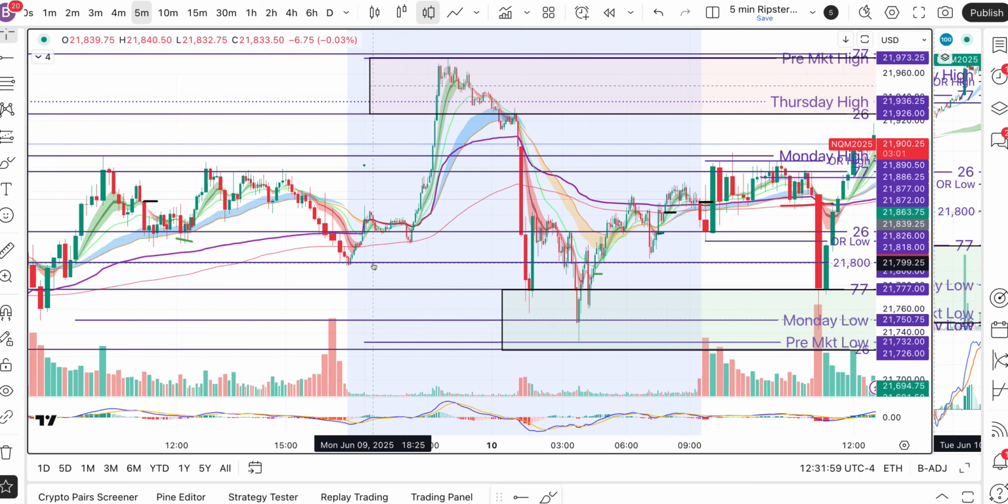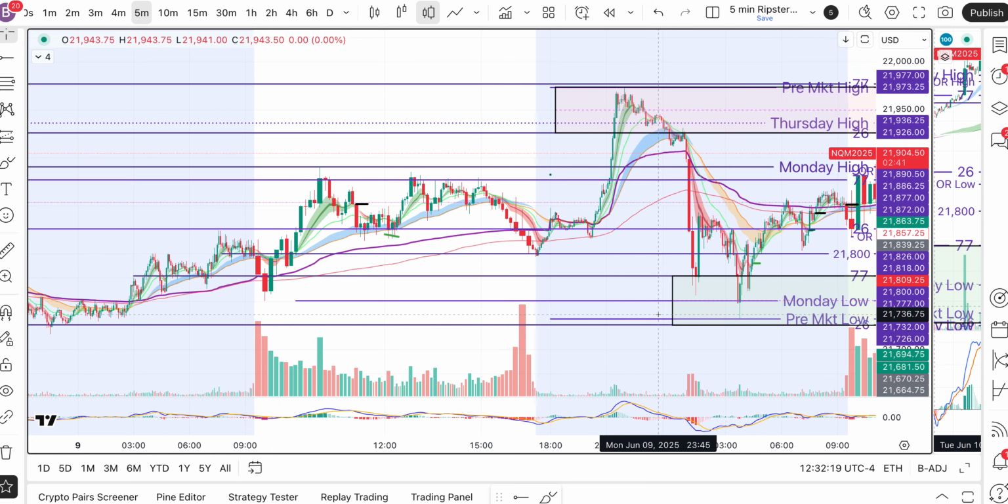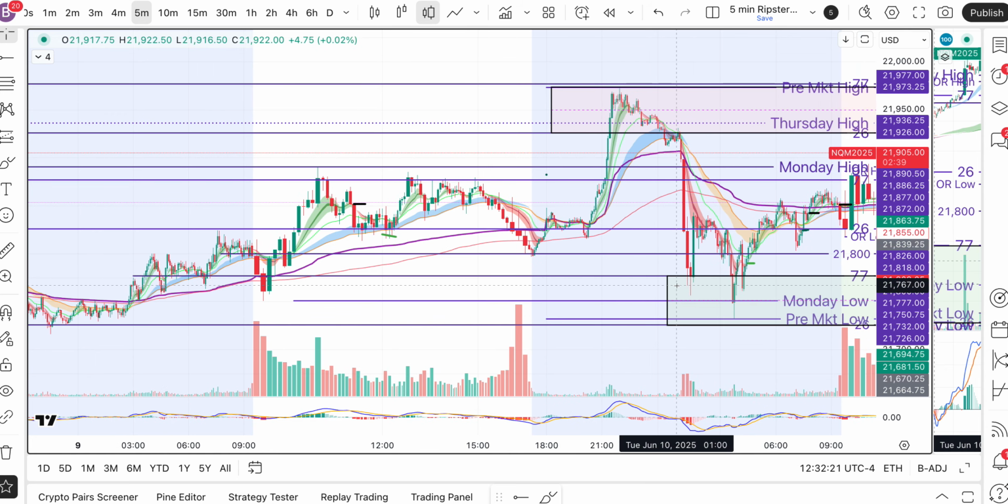I looked at the trading range overnight, and I saw that it was as high as 21,975, it looks like, and as low as 21,731. So big trading range there overnight. Lots of up and down movement in the Globex.